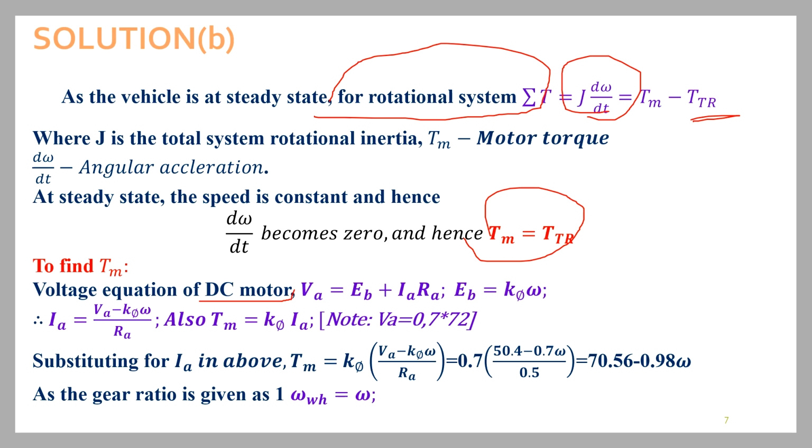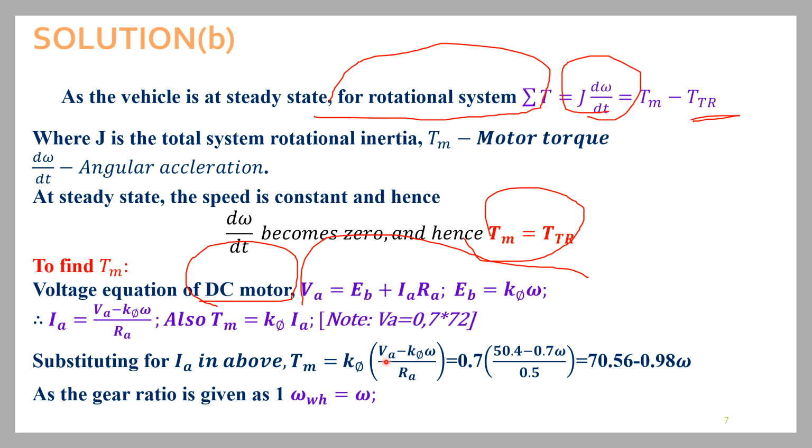The given motor is a DC motor, a separately excited motor. So let us write the voltage equations. VA is equal to EB plus IA into RA, and the back EMF is K5 into omega, right? So let us rearrange the equation to write IA. In place of EB, substitute K5 into omega. So we got this equation. Also we know that torque is proportional to IA, constant K into IA. Substitute IA in the torque equation. So we got the motor equation, right?